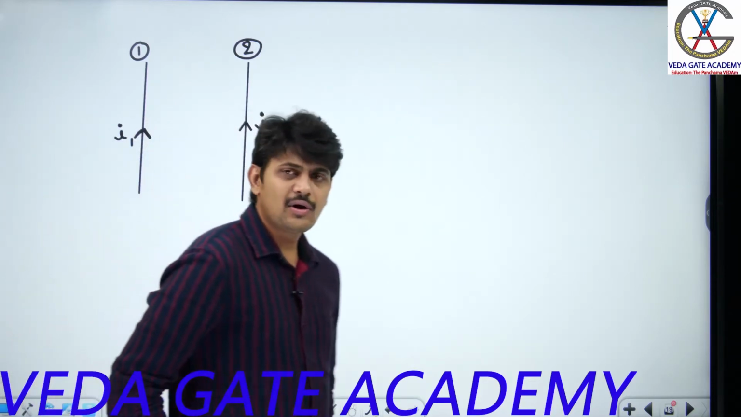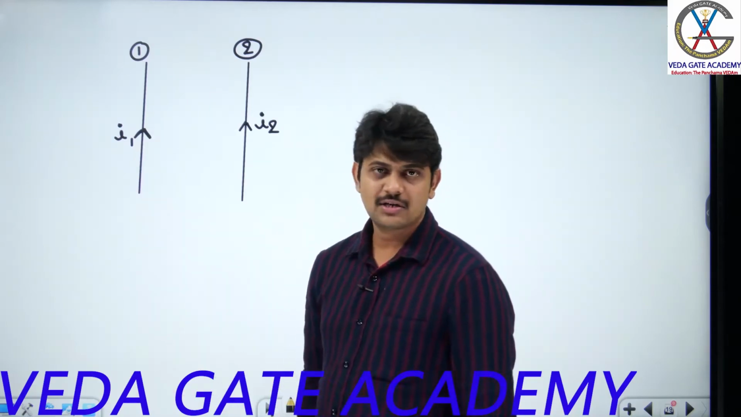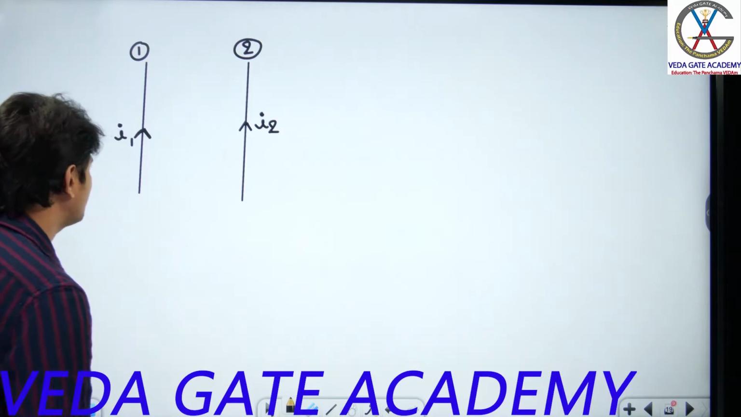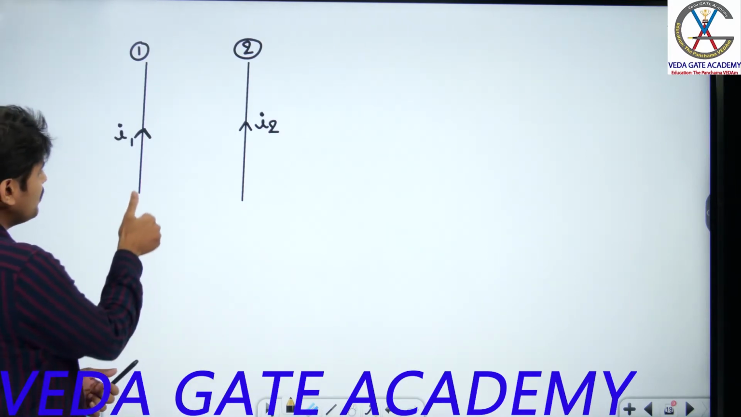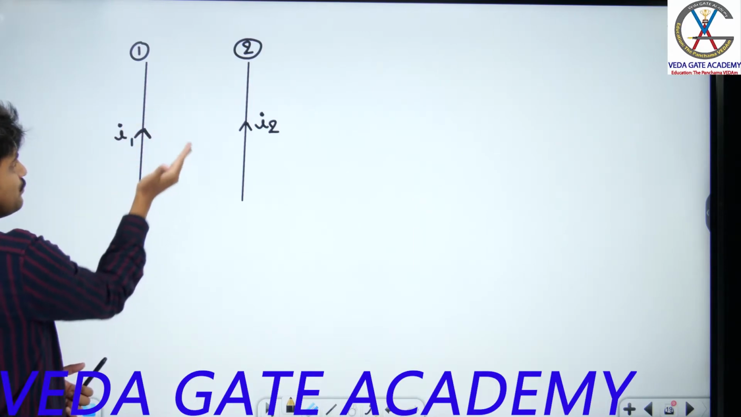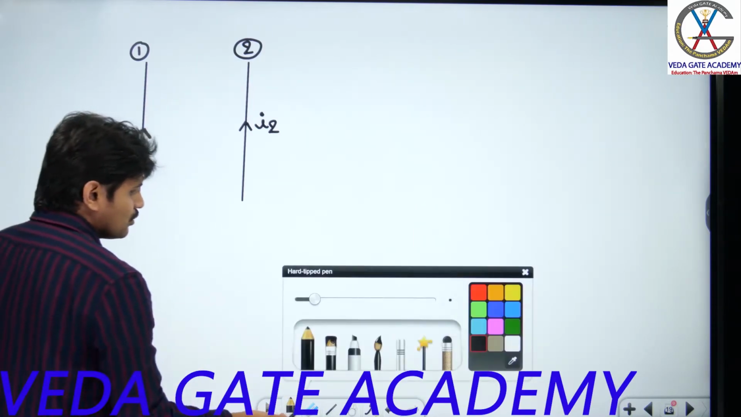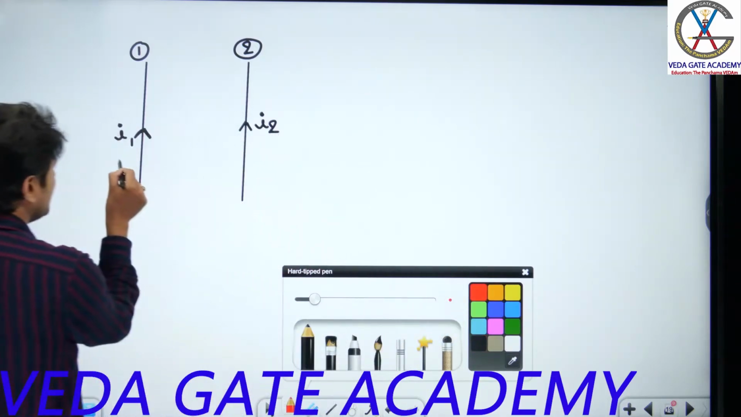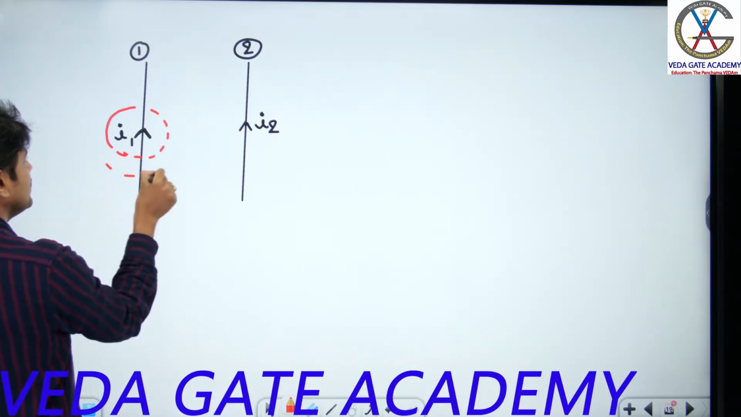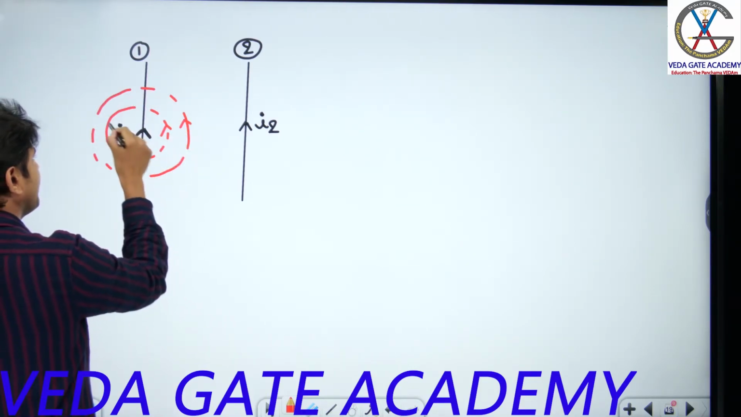In order to understand, as we know, the moment current is flowing, electrostatics will come into the picture. Whenever current flows through a conductor, magnetic flux lines will be produced around the conductor. Now if you see, my thumb is in the upward direction, and my four fingers are moving around this conductor in the anti-clockwise direction. So around this particular conductor, the direction of flux lines will be anti-clockwise.